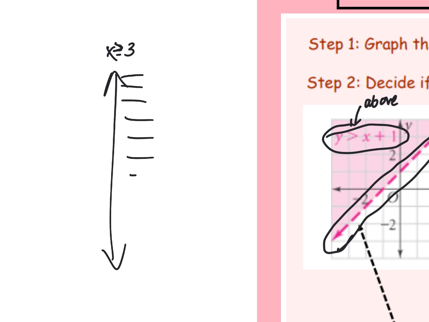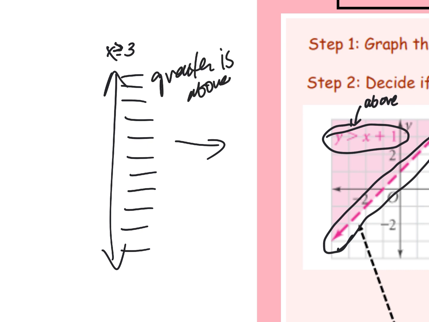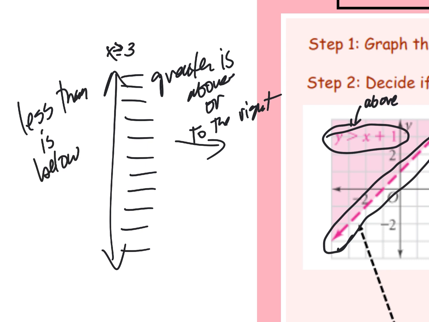Greater would mean to the right. You know why? Because things that are bigger than 3 are over here, like 4 and 5 and 6. You know what I mean? So greater is above or to the right. And take a wild guess then. If it's less, then it's below or to the what? Left. Less than is below or to the left.